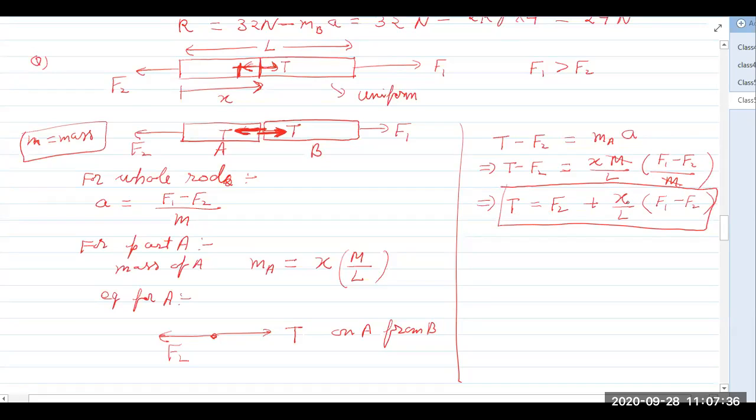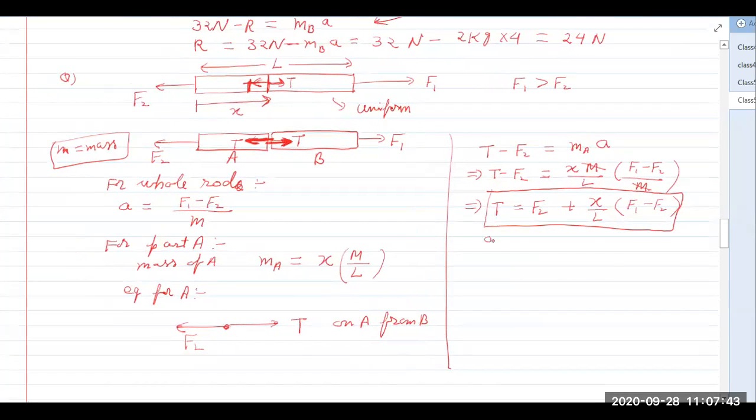So if you increase x, you can see what its meaning is. At x equal to 0, how much is the force? If you put x equal to 0, this whole term will be 0. So tension will be equal to F2. So here the tension is the same as the force F2 at the left end. And as you move from the left end to the right end, x is increasing, so the tension will also increase.